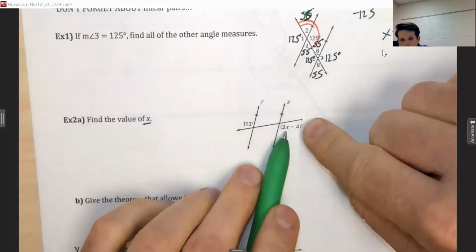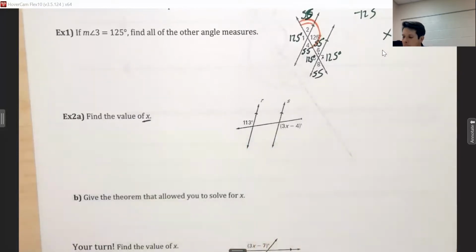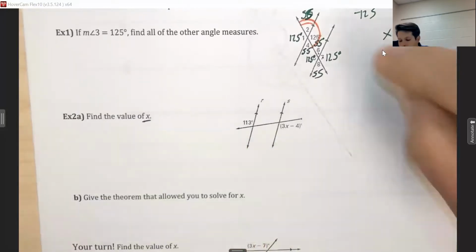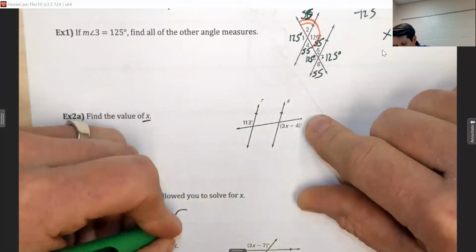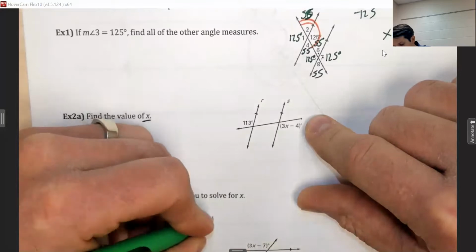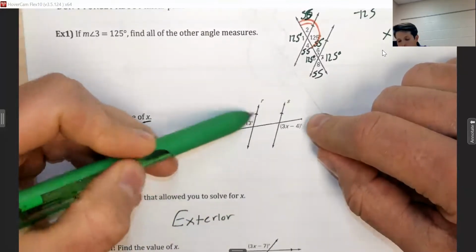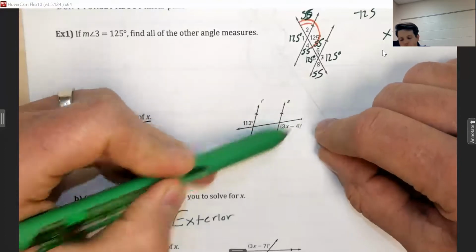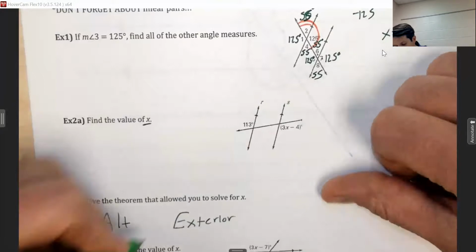Now, in order to find the value of x, we're going to need to know about the relationship between these two angles, and so that's going to be an important piece. If I'm looking at these, what I notice is that these angles are on the exterior, and I'm also noticing that they are alternating. One is above the transversal, and the other is below the transversal. These are alternate exterior angles.